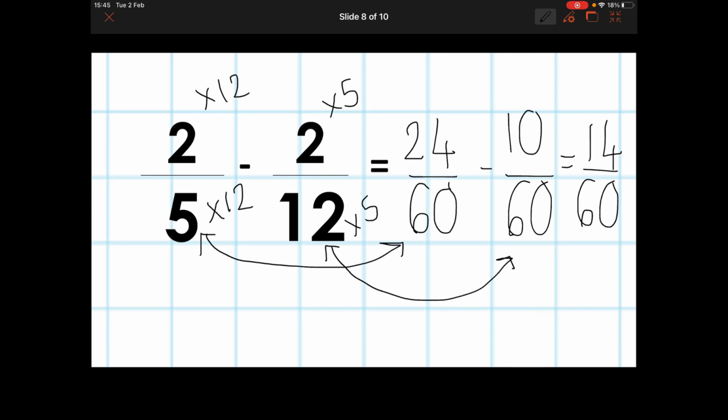Let's have a go at simplifying these fractions. Let's squeeze it on a little bit down here. 14 sixtieths. Now if we divide both of them by 2, I know that's 7 and that's 30. 7/30. Well done.